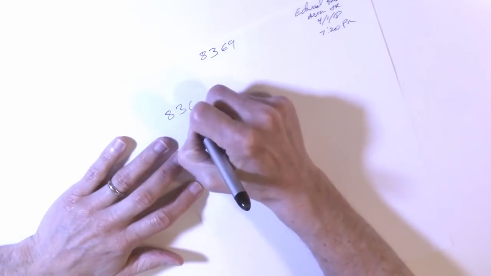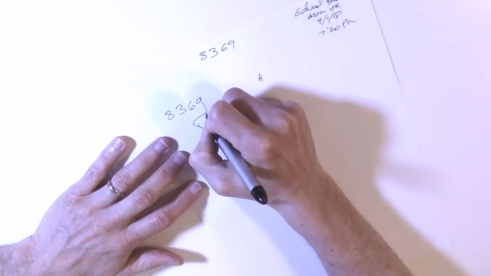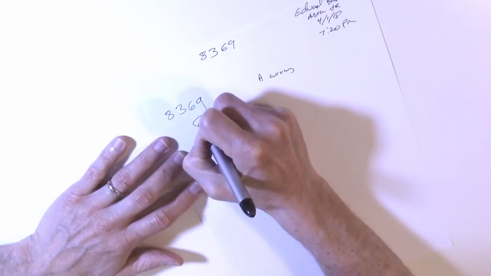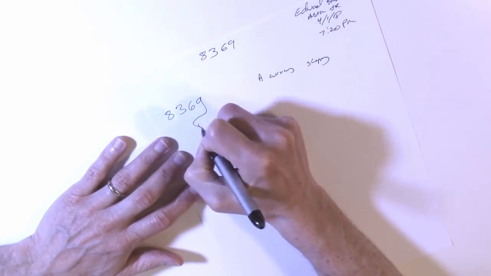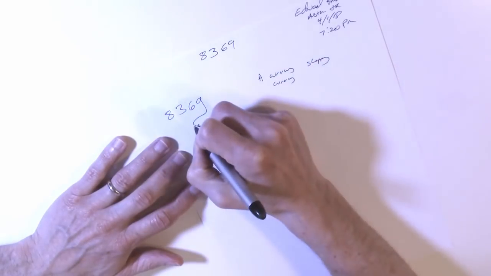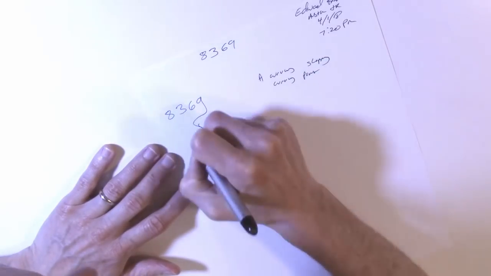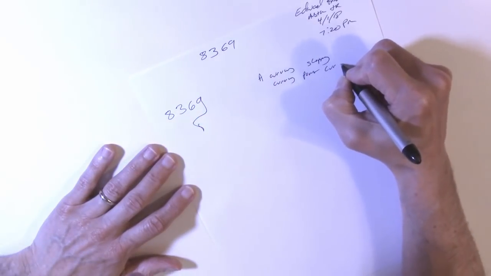8, 3, 6, 9. A. Curving. Sloping. Curving. Point. Curving and curling.